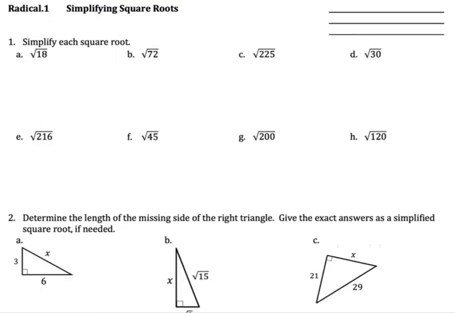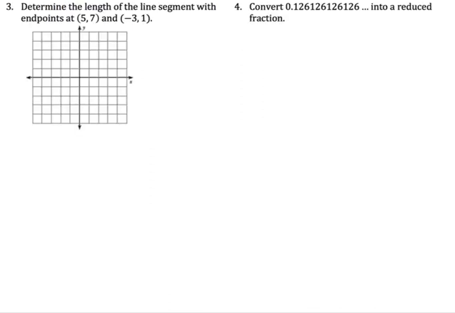Okay, quick preview on your assignment. On number 1, you are going to be simplifying square roots 8 times. On number 2, you are using the Pythagorean theorem to find the missing length of the triangle. But once you know that length, you are to give it as a simplified square root, not as an approximation as we've done before. Number 3, find the distance between 2 points, or length of a line segment.